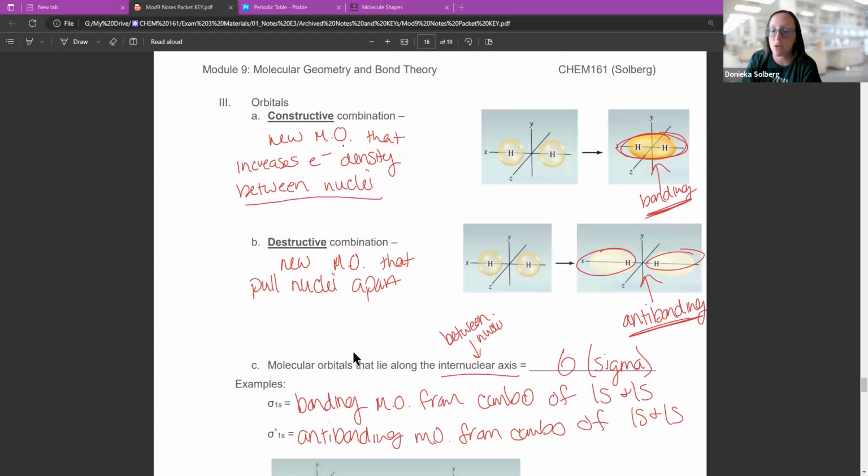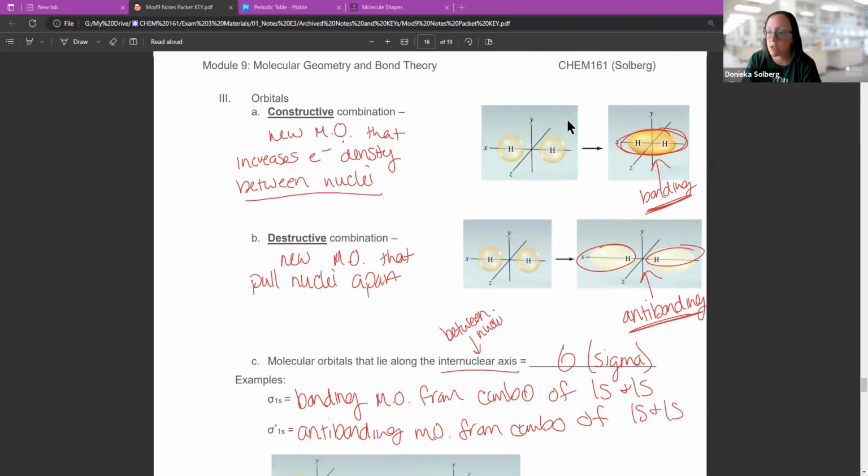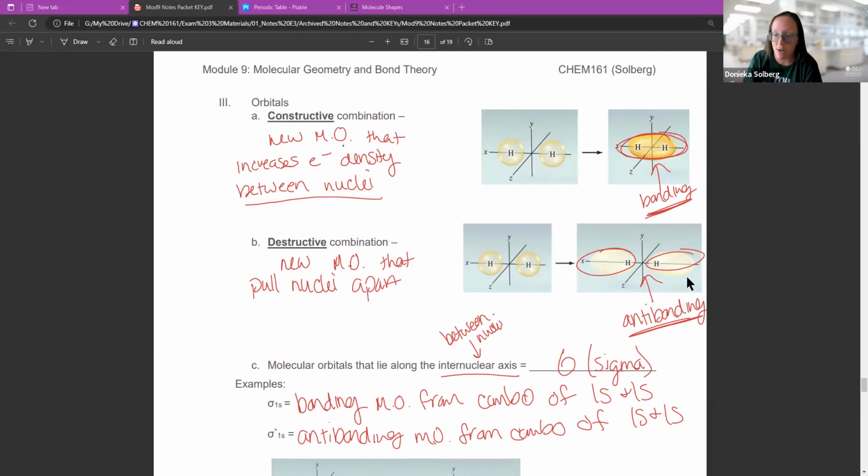Those molecular orbitals that lie along the internuclear axis, that means between the nuclei, like this picture up here, form a sigma bond. That's kind of what we talked about before, right? You're bonding, they overlap. If they're going this way, together, it's a sigma bond. If they're above and below that, it's a pi bond. Same principle applies here. So when we combine a 1s and a 1s, we get a bonding 1s and an anti-bonding 1s. Both of them are sigma because these are both along the internuclear axis.